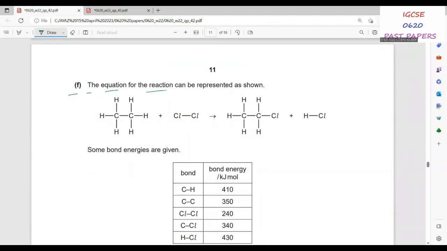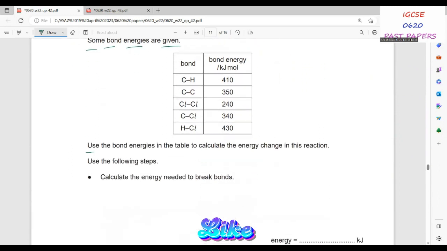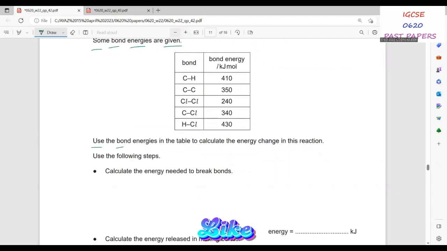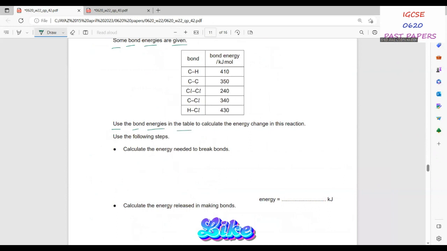The equation for the reaction can be represented as shown. This is a reaction. We have some bond energies also given in the table. Use the bond energies in the table to calculate the energy change in this reaction.